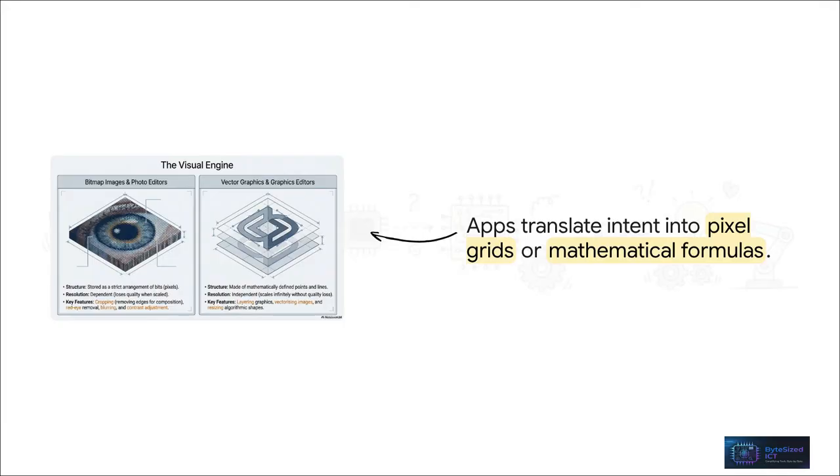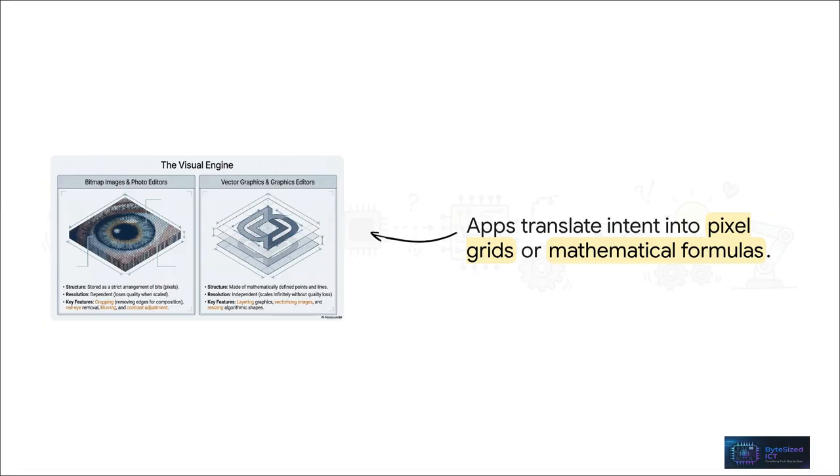Now, what if our intent is visual instead of text-based? We'd work with a creative engine. And even here, the application fundamentally changes how the computer interprets our clicks. Take bitmap images. When you edit a photo like this, you are literally altering a strict grid-like arrangement of pixels.